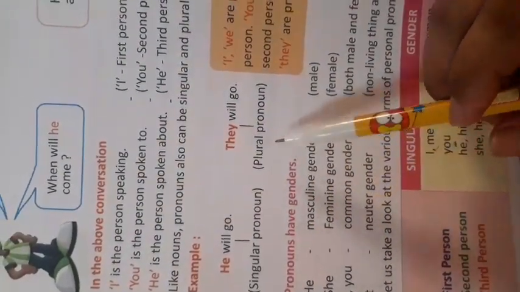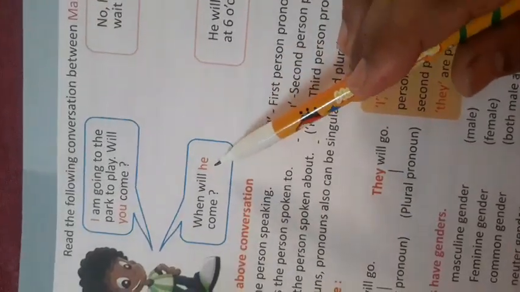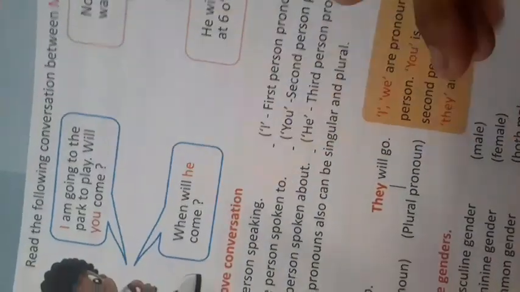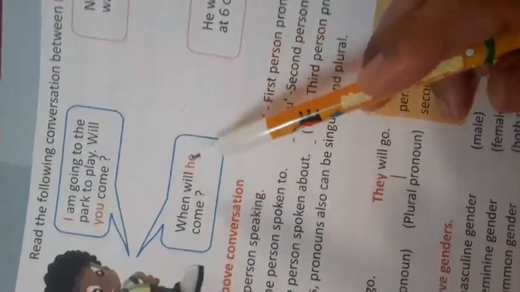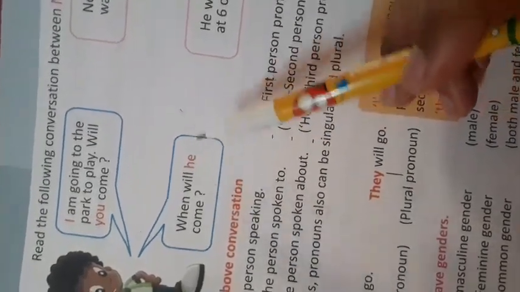You can see an example here: when will he come? So what is he here? He is the third person, because they are talking neither about themselves nor about this boy, him. They are talking about somebody else, about the third person. So that person is called a third person.